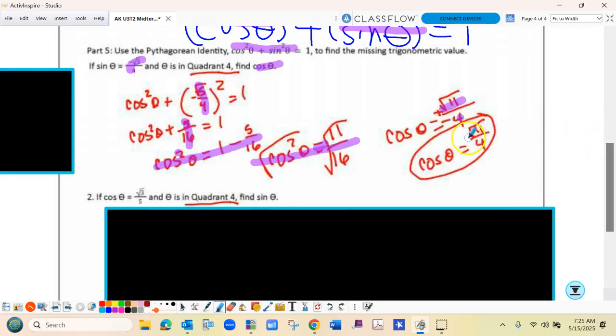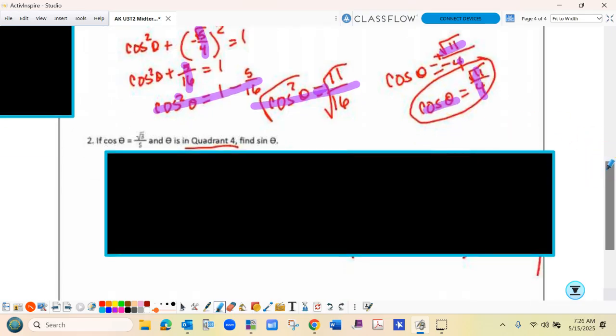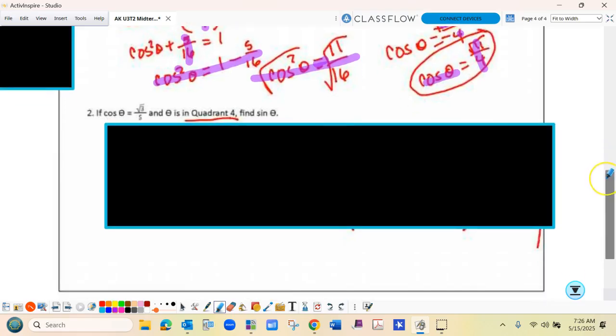Now, your answer is either positive or negative, depending on the quadrant. Since we're asking for cosine, and cosine is based on x, cosine in quadrant 4, x is on the right side of the y-axis. That means our answer is going to be a positive square root of 11 over 4 for cosine theta. Make sure you end with cosine theta equals square root of 11 over 4.